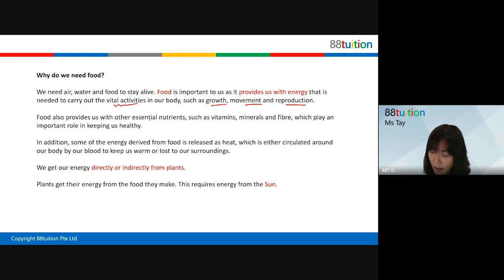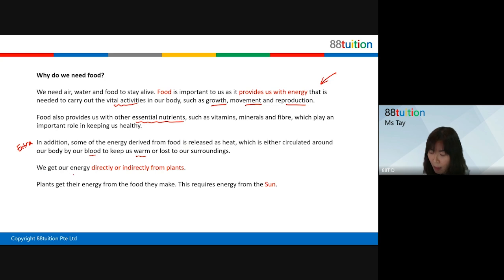Okay, food also provides us with other essential nutrients. Now, whatever I'm sharing with you is something that is slightly beyond the textbook. Some of these you know already, but essential nutrients, like vitamins, minerals, fibers, these are extra, which is good for you to know. All right. So in addition, some of the energy that is derived from food is released as heat. So this heat is either circulated around our body by the blood to keep us warm, or it's being lost to our surroundings. So this is also extra knowledge. You don't find it inside the textbook.